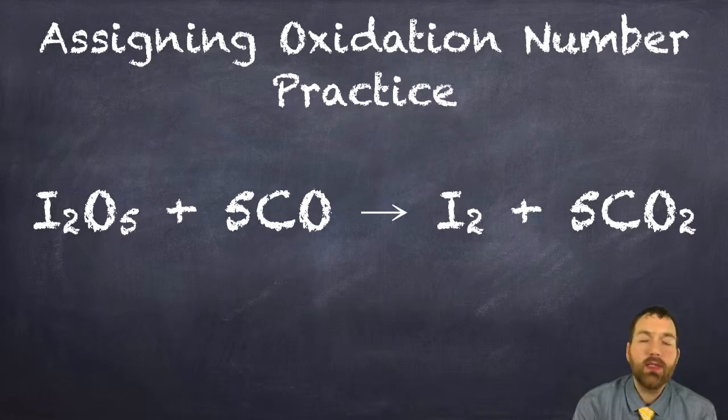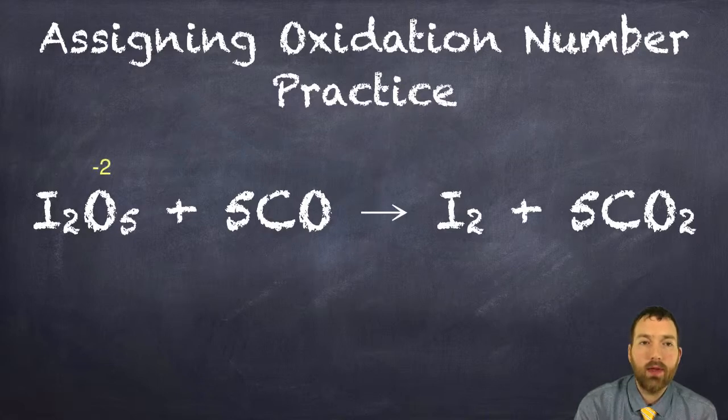So sometimes on the Regents you might get a question where they just want you to find the oxidation number of a single element in a compound, and you use those rules to do this. But oftentimes you need to assign oxidation numbers to figure out who was oxidized and who was reduced in a chemical reaction. Okay, so let's get started here. So in this equation, let's fill out the easy stuff first.